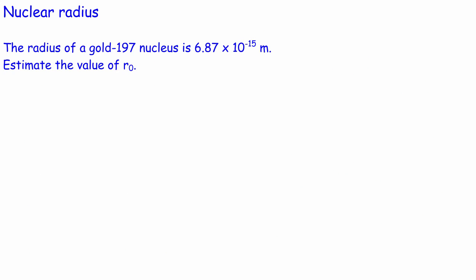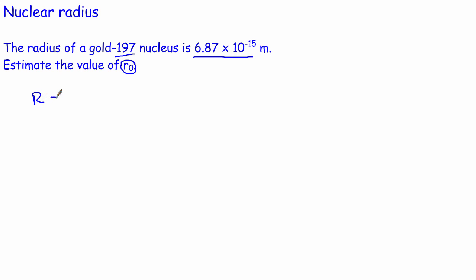For our next step, we'll have a look at actually how we use that equation. This is fairly straightforward. So I've got a gold nucleus. It's got 197 protons and neutrons, and I know that when I've done these experiments, the radius of this nucleus is approximately this number. I want to know what this R0 thing over here is.